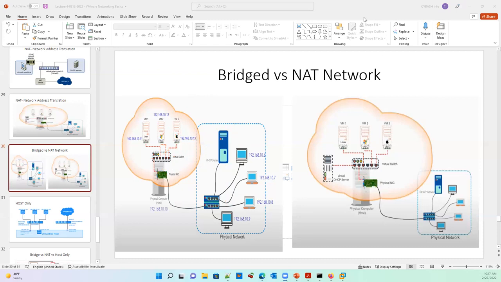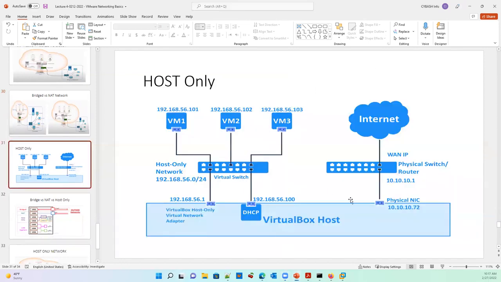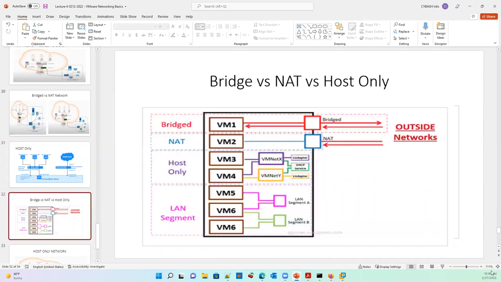It's very useful if you understand those. So this is another example. You have a VirtualBox host, you have a virtual switch, go to those. And if I go to the internet, you have to go to the physical NIC to the router. So here's a comparison of these. With bridge, your VM connects to the outside network directly through the bridge. With NAT, your virtual computer passes through your network card as a router and then goes outside. And host only, you cannot go anywhere.